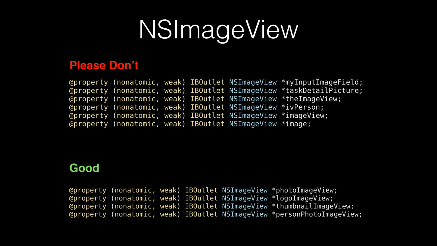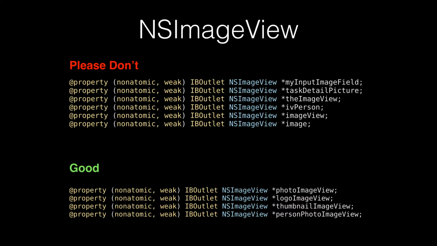You'll often use NSImageViews on your xibs to show an image, and every image view has an internal NSImage. So it's really tempting for people to call this image or image view, but it's good to have some kind of description plus image view at the end, even if the name seems kind of long.